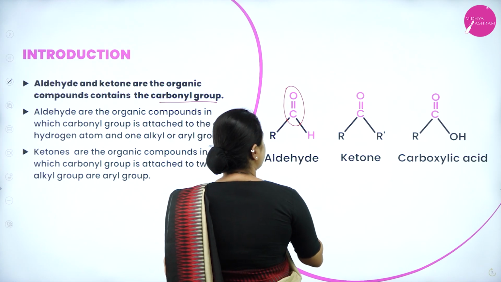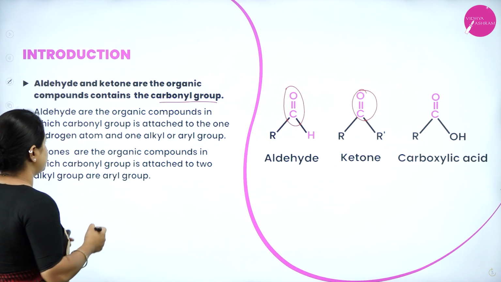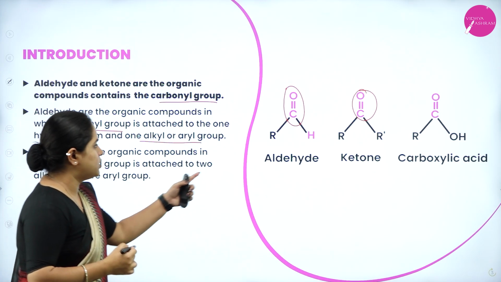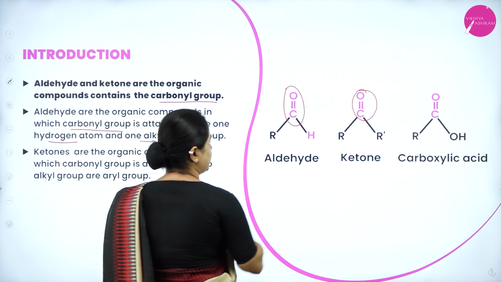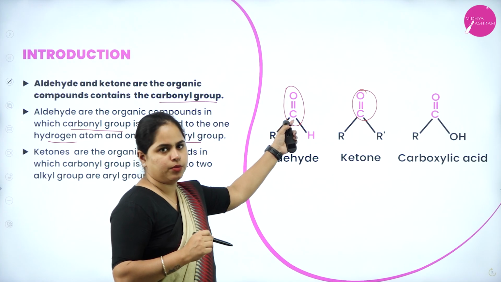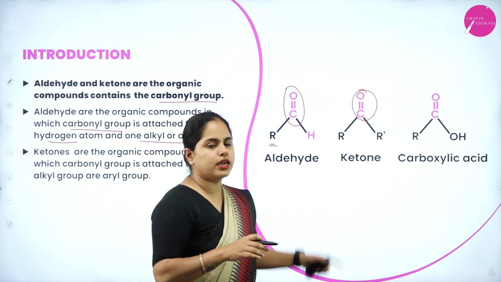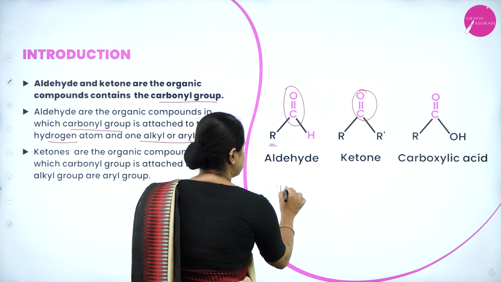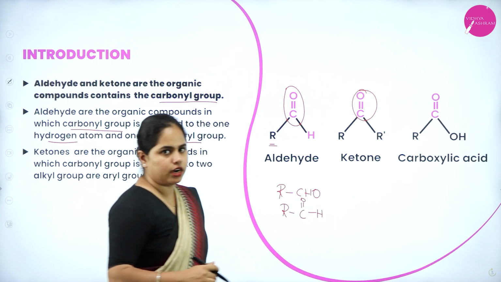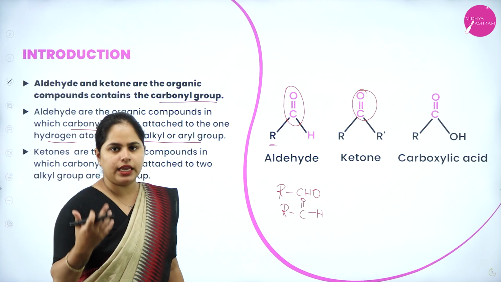You can see in aldehyde also you have C double bond O, in ketone also you have C double bond O. So aldehydes are the organic compounds in which carbonyl group is attached to one hydrogen atom and one alkyl or aryl group. As you can see here, the structure RCOH. What does it mean? In aldehyde, the carbonyl carbon is attached to one alkyl or aryl group, and on another side it will be attached to a hydrogen atom. So generally it is RCHO, that is R-C double bond O-H. This R can be CH3, C2H5, any alkyl group or else phenyl, any aryl group as well.